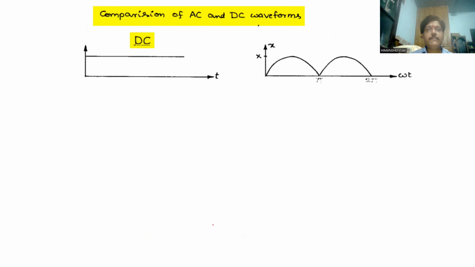Next is the DC waveform. As you can see here, the ideal DC waveform is constant with respect to time, but in case of rectifiers, we achieve a DC waveform which is a pulsating DC, as you can see in this particular diagram.